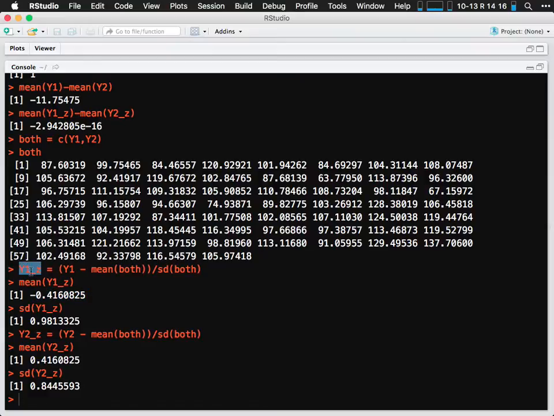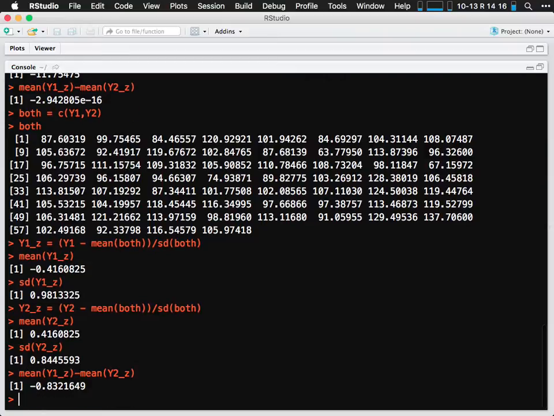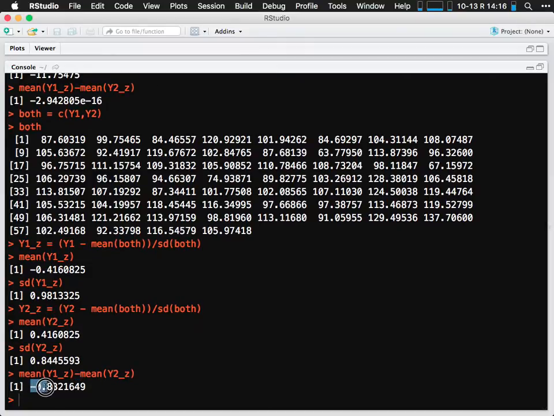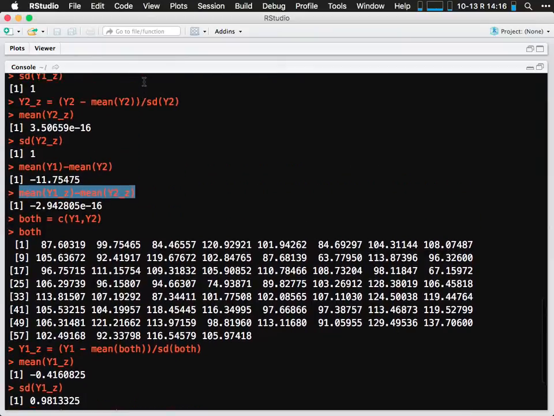So what does this mean? If I compute this thing we had up here, mean y1z minus mean y2z, it says they're different by 0.8 somethings. What is 0.8? Standard deviations. Yeah. So the means of the two groups differ by 0.8 standard deviations. Standard deviations of what? Well, of the two groups that were combined together in the first place.